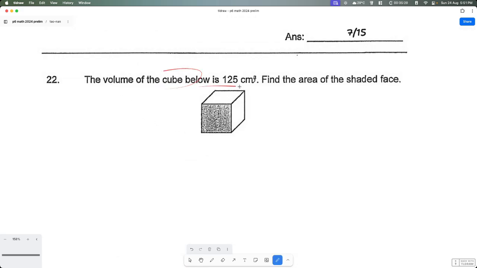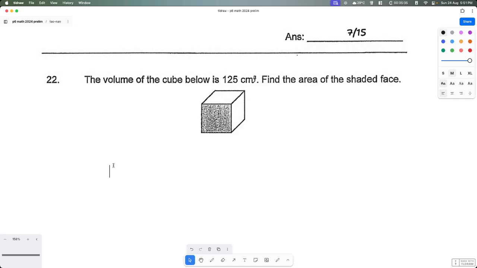The volume of the cube below is 125. Find the area of the shaded face. This one, we need to do this thing called cube root. So if you have memorized your cube root stuff, I think this will be good, right?